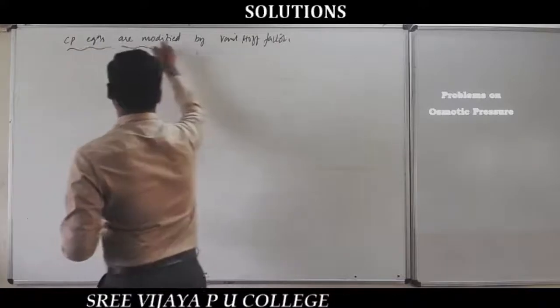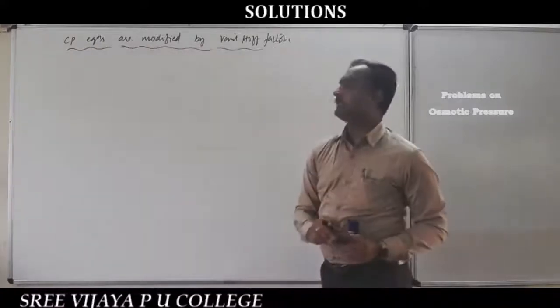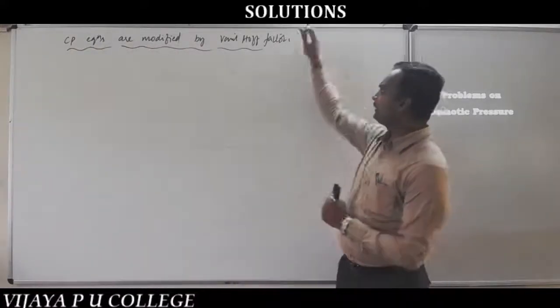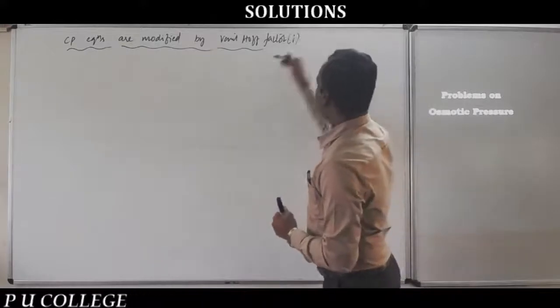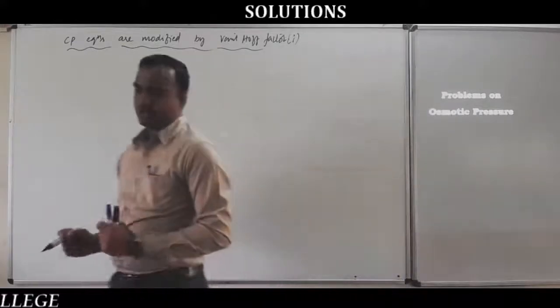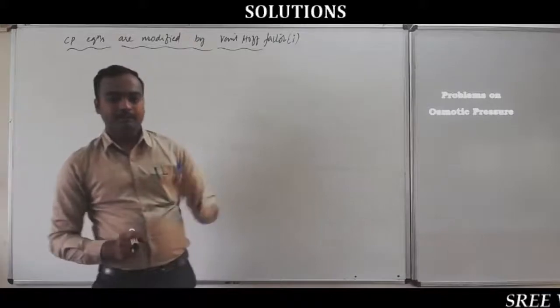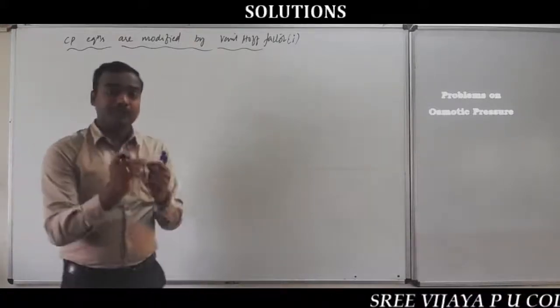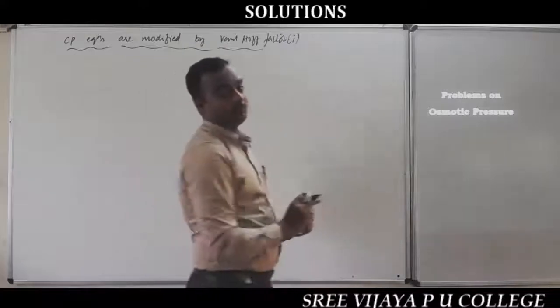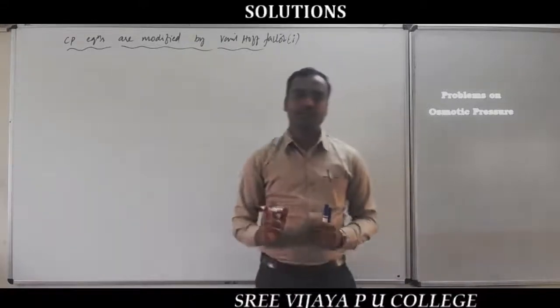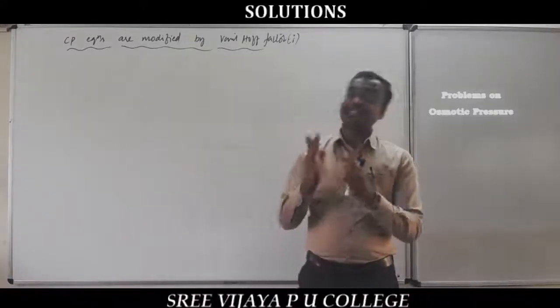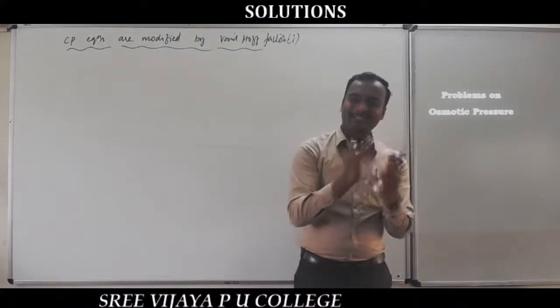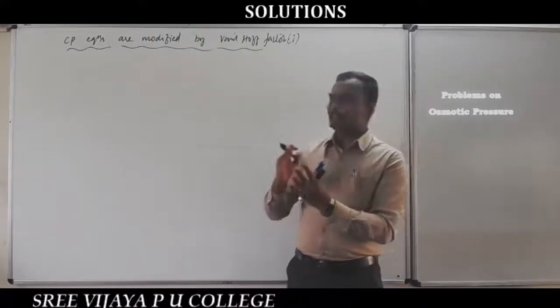Colligative property equations are modified by the Van 't Hoff factor, taken as i. Colligative properties mainly depend on whether the number of solute particles decreases or increases, which depends on association and dissociation. Association and dissociation are explained by the Van 't Hoff factor. Just think about the relationship.